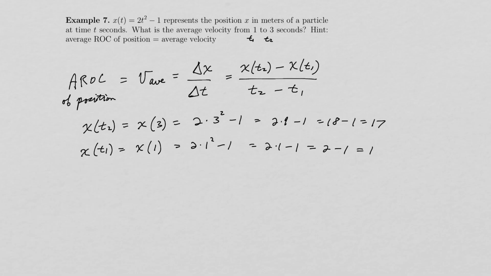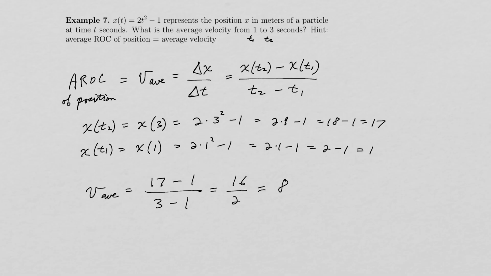Okay, so if I plug in now, I have x of t2, which is 17, minus x of t1, which is 1, over t2 is 3, minus t1 is 1. So this is going to be 16 over 2, which is 8.